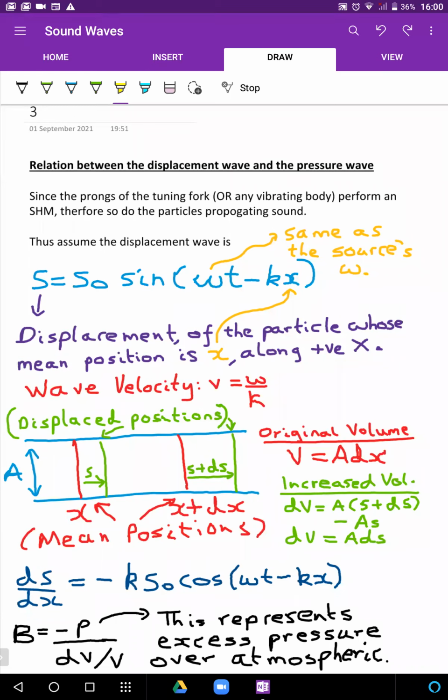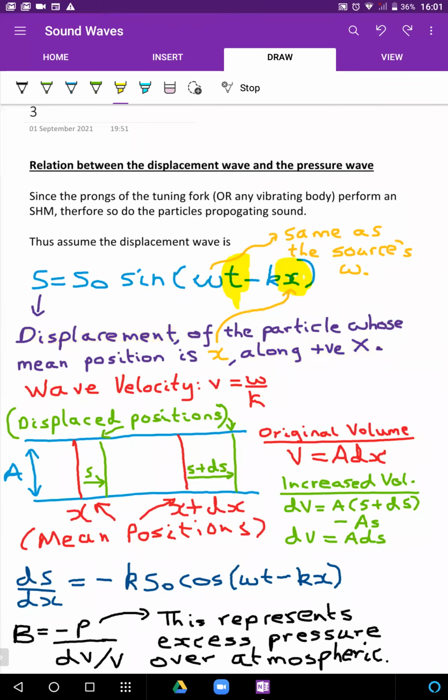So in terms of the mean position of that particle and the current instant of time, this equation helps me understand how far that particle has been displaced along the positive x-axis. In terms of its mean position's x coordinate and in terms of time, this equation tells me how far that particle has been displaced along the x-axis.